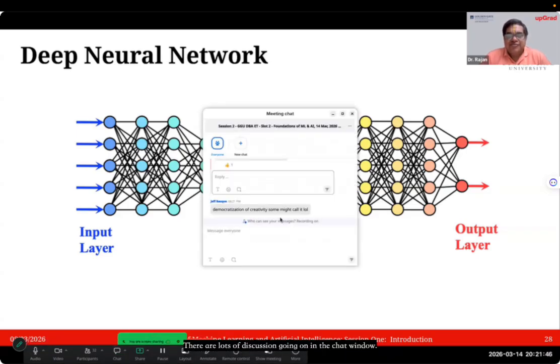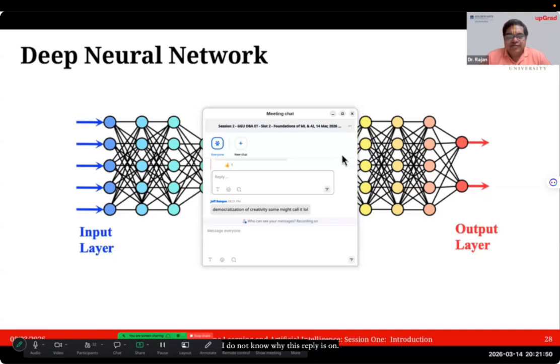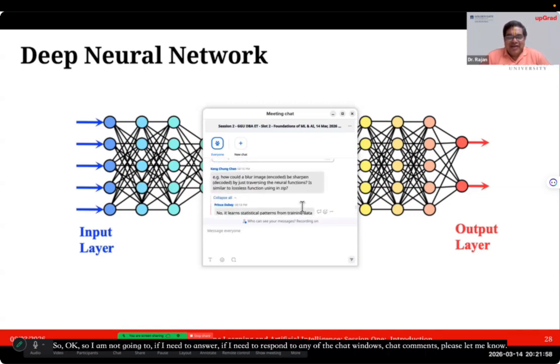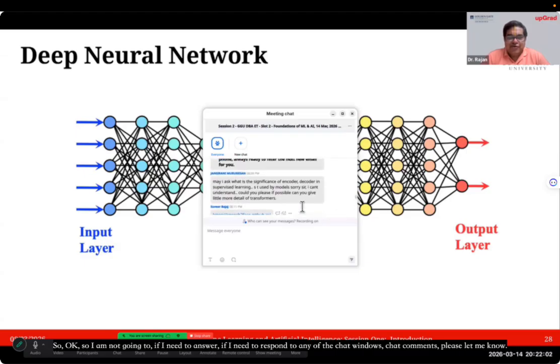There are lots of discussions going on in the chat window. I do not know why this reply is on. Okay, and democratic is getting my call it. Okay. So I'm not going to respond to the chat comments. If I need to answer any of them, please let me know.